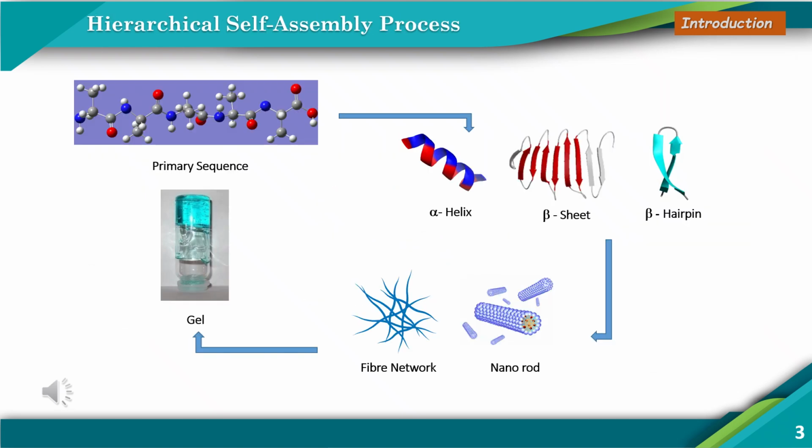Self-assembly is hierarchical. It starts with a primary sequence like amino acids in a peptide that folds into secondary structures such as alpha helices or beta sheets. Those structures then organize into fibers or nanorods, and when these fibers entangle, they form a three-dimensional network which gives us a gel. So a gel is not just thick water, it is a structured network trapping water inside.